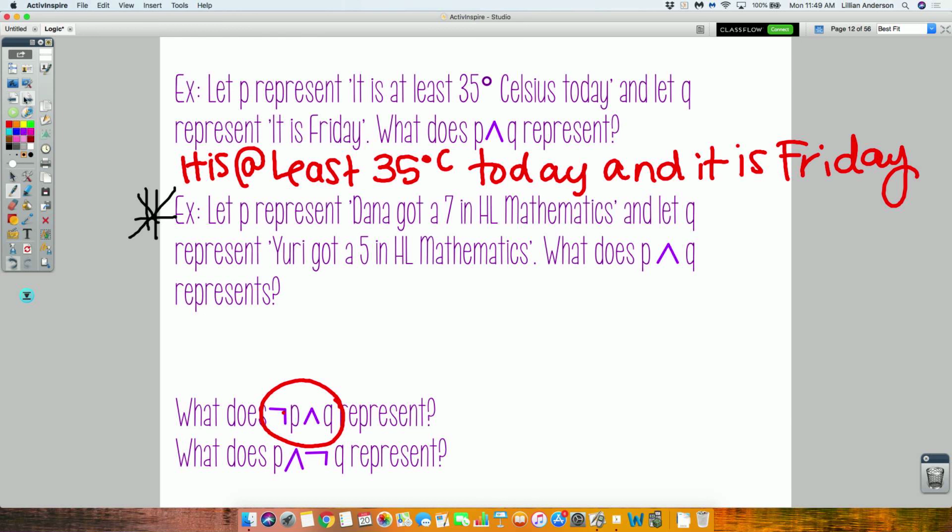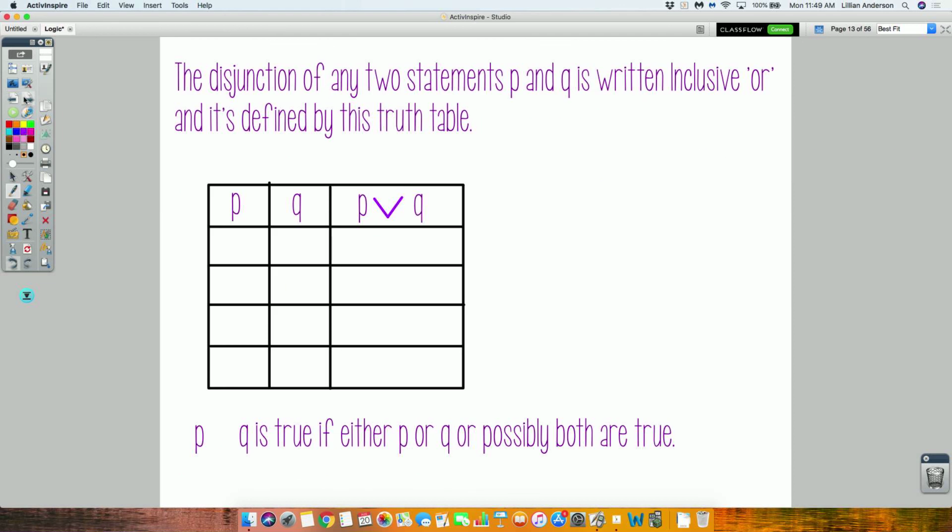All right. Now let's look at the ors. The first one is the inclusive or, the one without the bar. Okay? The truth table for this one. Okay, remember, this is the one that is true if either P or Q or possibly both are true.